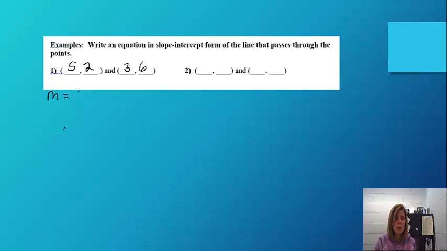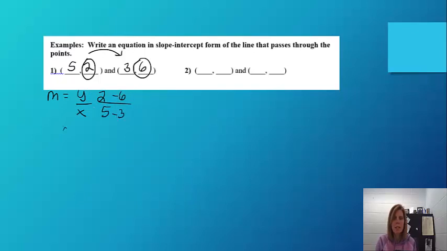The slope is always equal to the y distance over the x distance. And so remember, I always like to circle those y's, and we can go left to right or right to left. It really does not matter. I'm going to go left to right this time. So when I subtract my y's, I'm going to have 2 minus 6. And then when I subtract my x's, I'll get 5 minus 3.